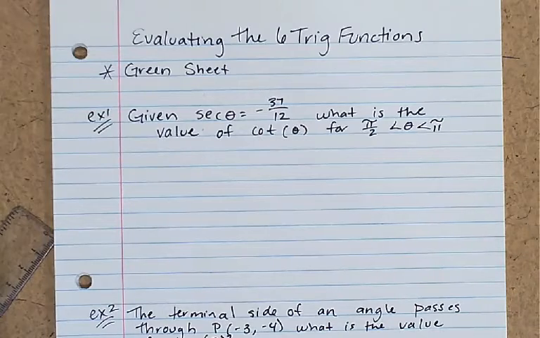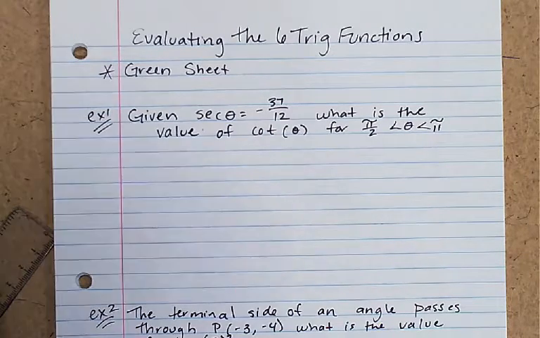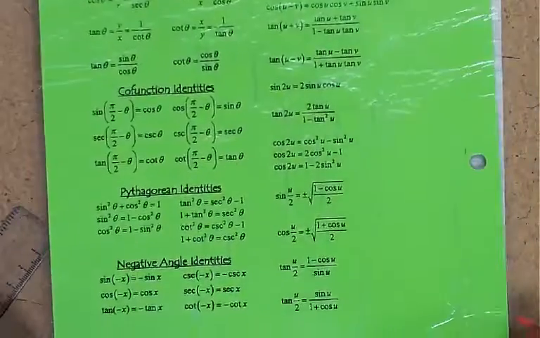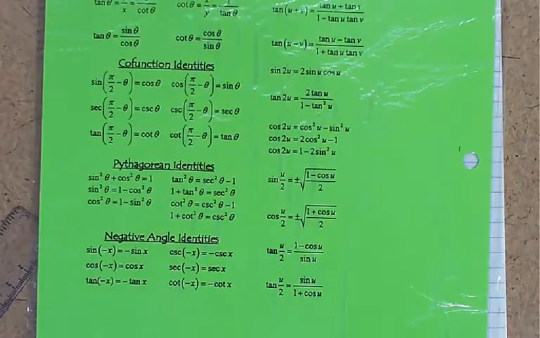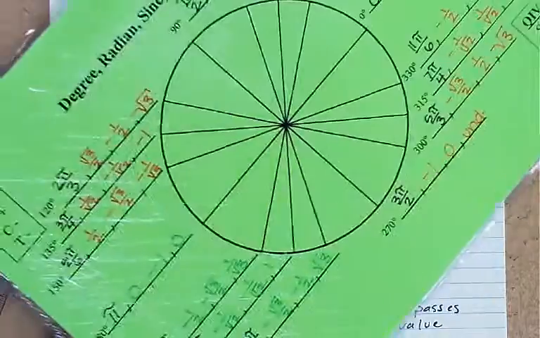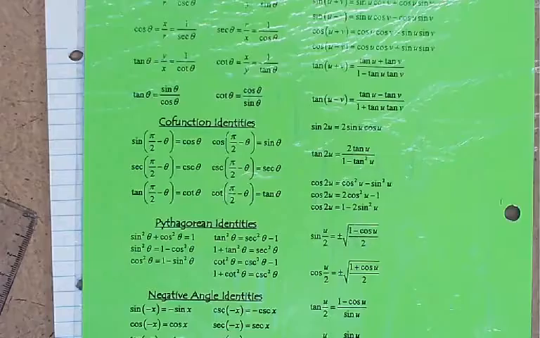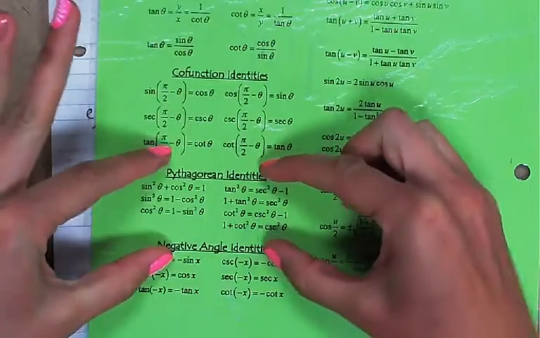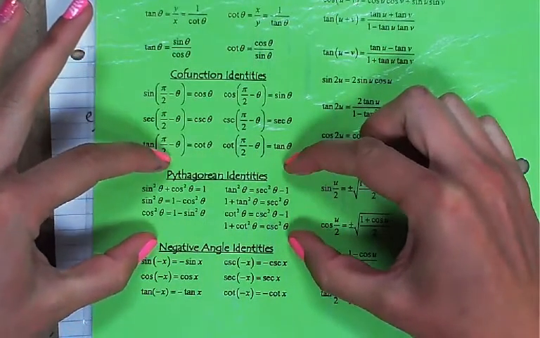Review of the Edgenuity lesson evaluating the 6 trigonometric functions. So in there they talk about Pythagorean identities. If you came to the school and picked up your guided notes, inside you should have had a loose green cardstock paper that had a circle on the front. On the back, you'll notice right here, all of those Pythagorean identities are listed.